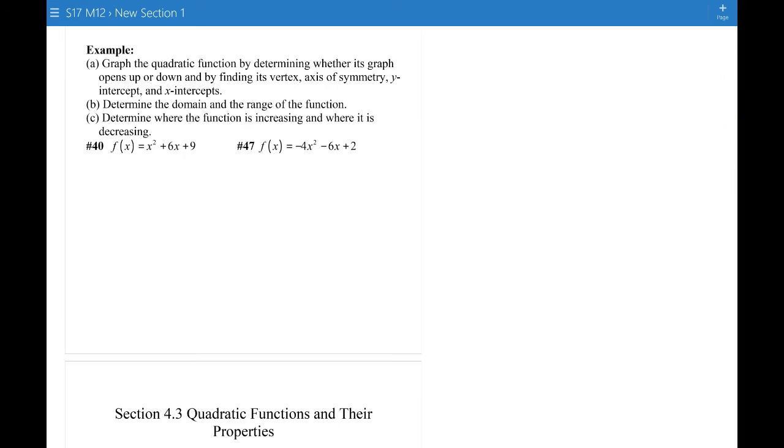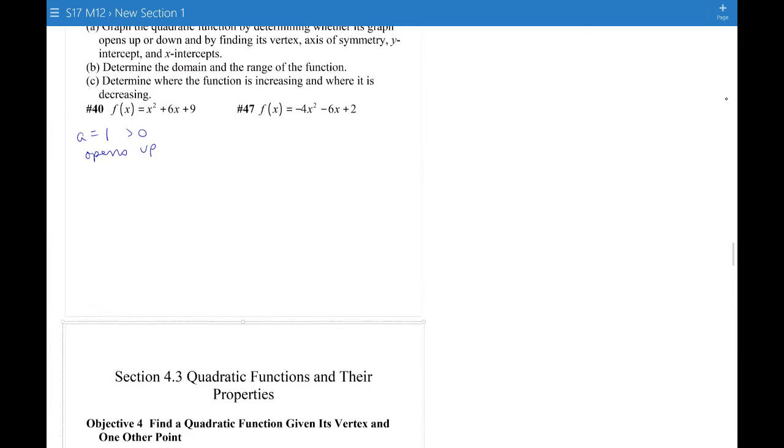Okay, so we're going to graph some functions by deciding whether the graph opens up or down, find the vertex, axis of symmetry, and any intercepts. So number 40, we see that a equals 1, which is positive, so we know it opens up.